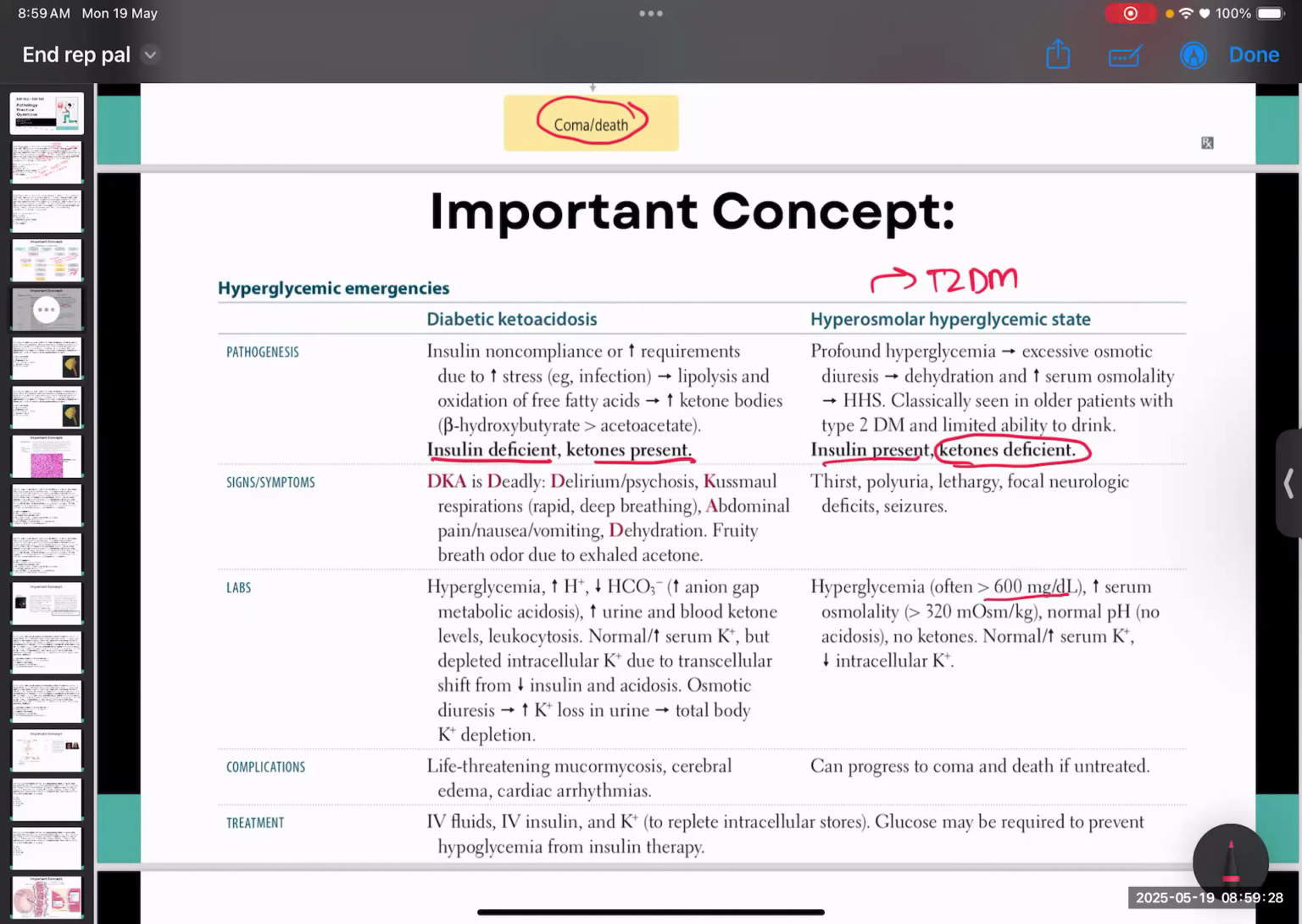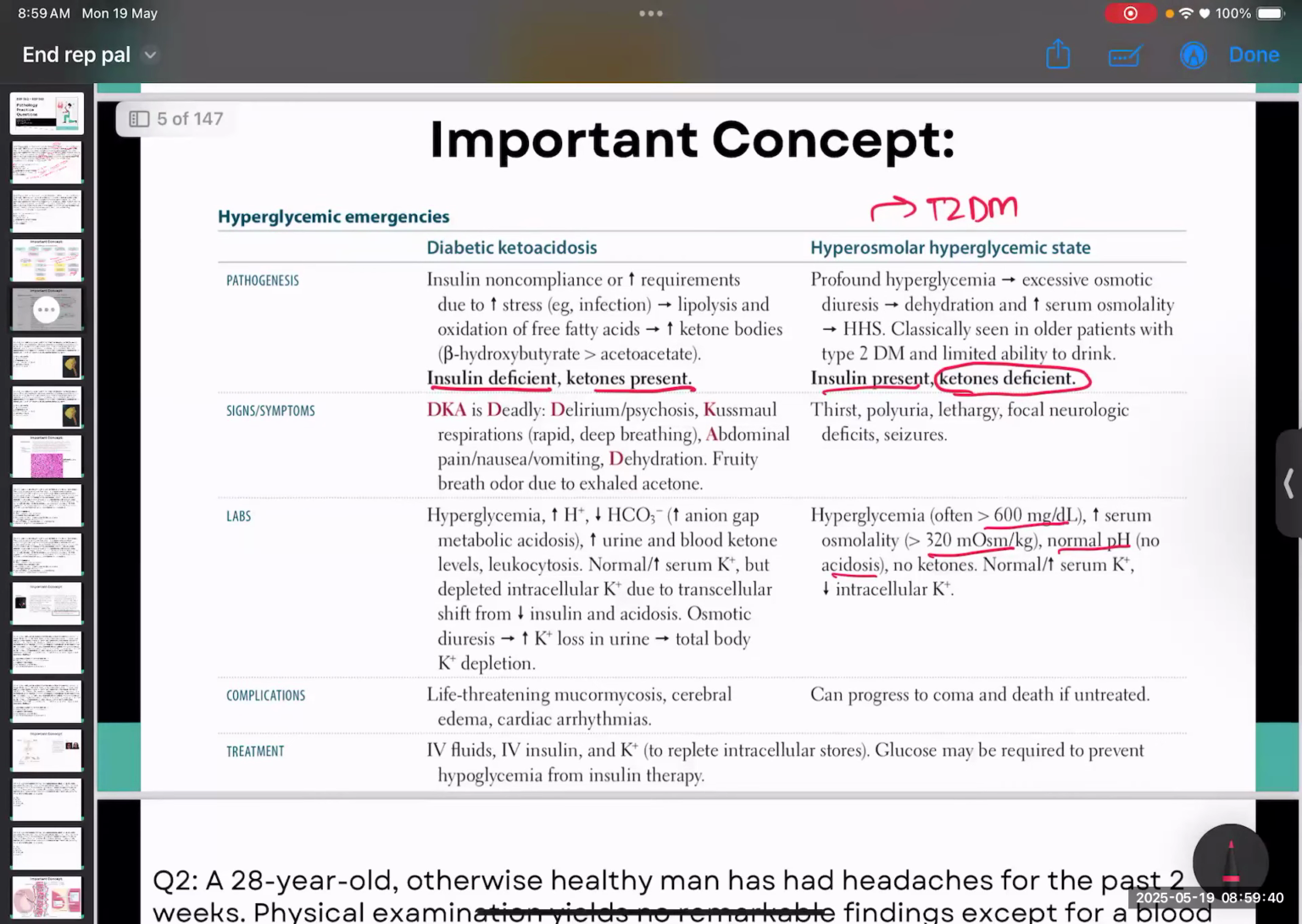Serum osmolality is over 320, and usually glucose levels are over 600. And there's normal pH, meaning there's no acidosis, mainly because there's no ketone body production, because your body is not in a state of starvation. One thing about insulin is that it pushes potassium intracellularly. So if you don't have insulin, potassium stays out. So the intracellular stores of potassium are getting depleted.